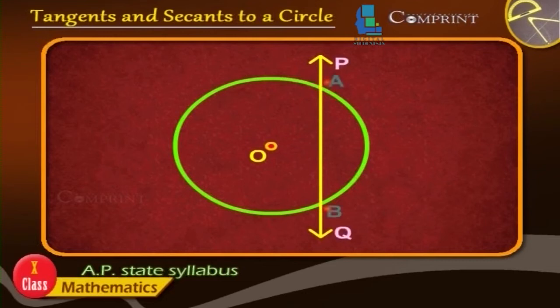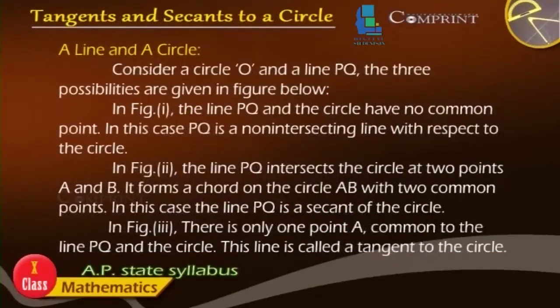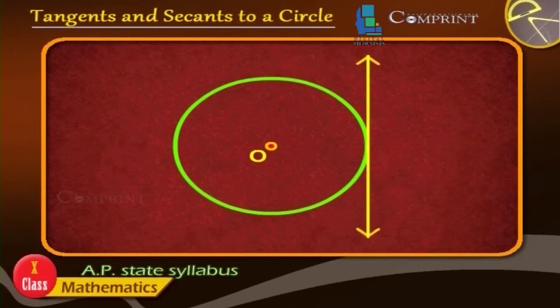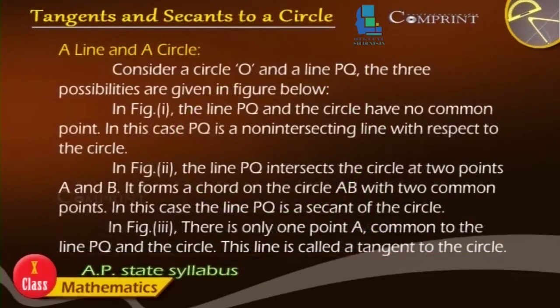In figure 2, the line PQ intersects the circle at 2 points A and B. It forms a chord AB on the circle with 2 common points. In this case, the line PQ is a secant of the circle. In figure 3, there is only one point A common to the line PQ and the circle. This line is called a tangent to the circle.